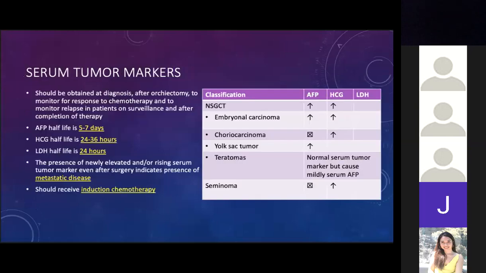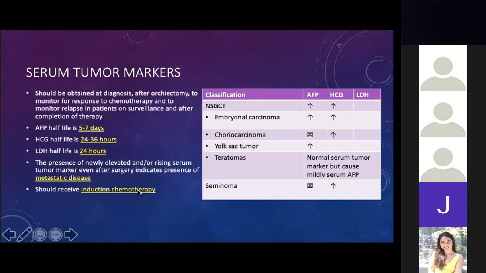Another helpful diagnostic modality would be your serum tumor markers. They should be obtained at diagnosis and after orchiectomy to monitor for response to chemotherapy and to monitor relapse in patients on surveillance and after completion of therapy. For your non-seminoma germ cell tumors, usually both AFP and HCG are elevated. Specifically for embryonal carcinoma, they are both elevated. For choriocarcinoma, HCG is elevated, and for yolk sac tumor, AFP is elevated. For teratomas, normal serum tumor markers, but may cause a mild increase in serum AFP. And for seminoma, increased HCG.